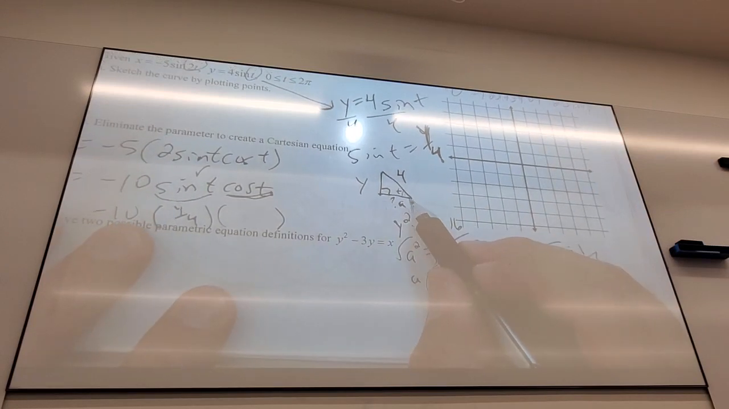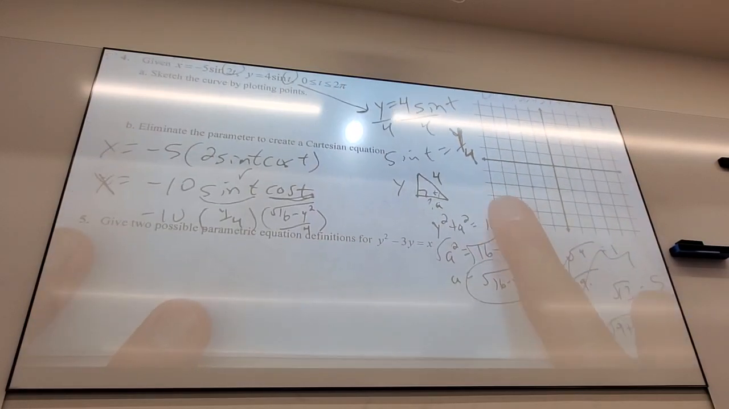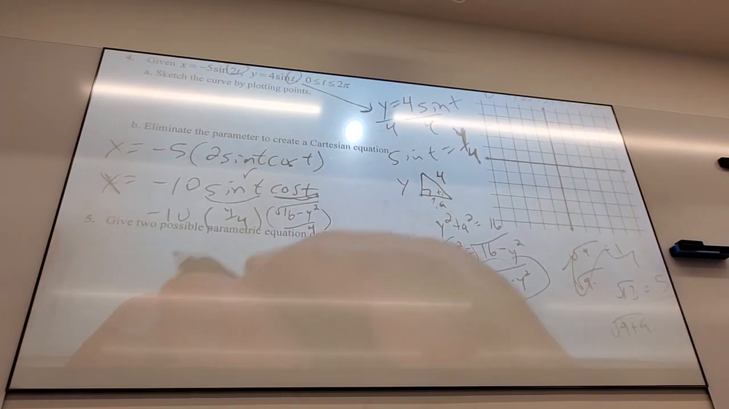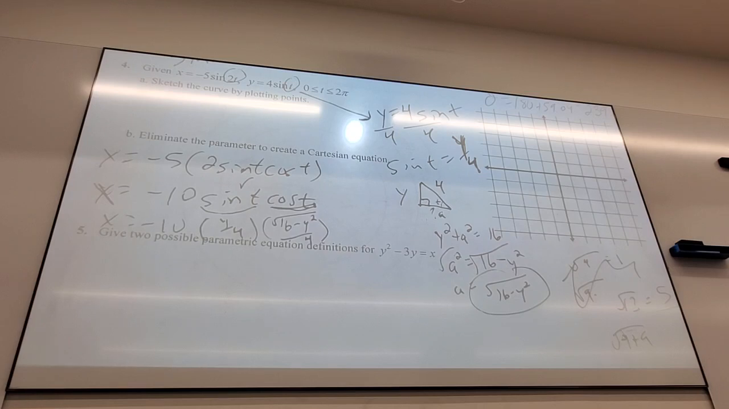So what's the cosine? It's radical 16 minus y squared, the x side, over 4, because that's the hypotenuse. Does this equation have any t's in it? No. So did I kill the t? Yes. I will say this, that's one of the harder questions on this practice test. I understand. So if that's one of the few you had trouble with, you're doing pretty good.